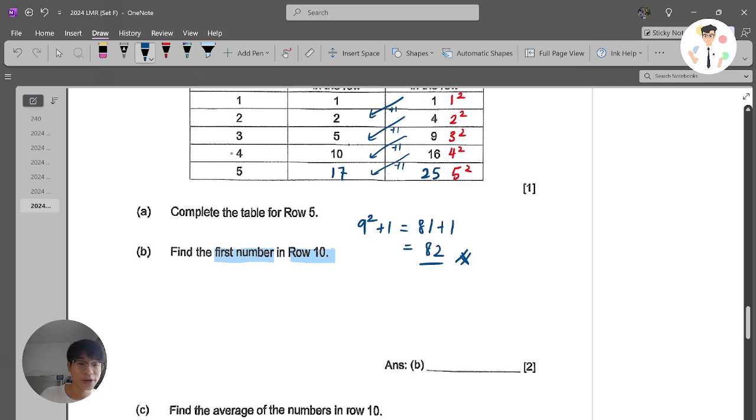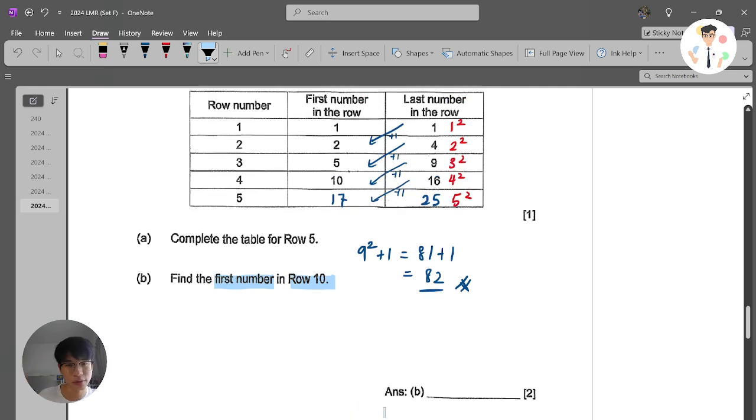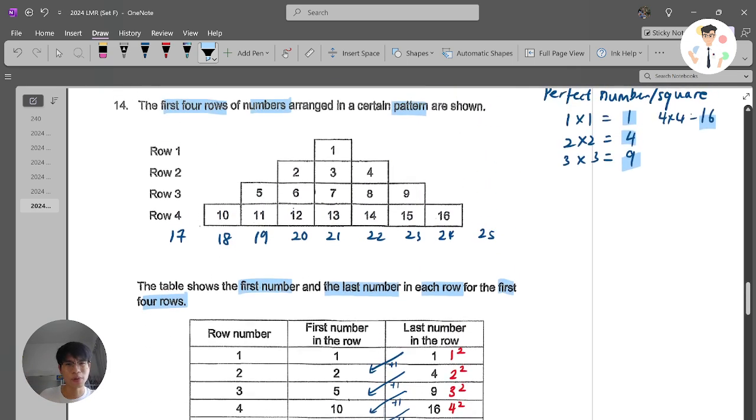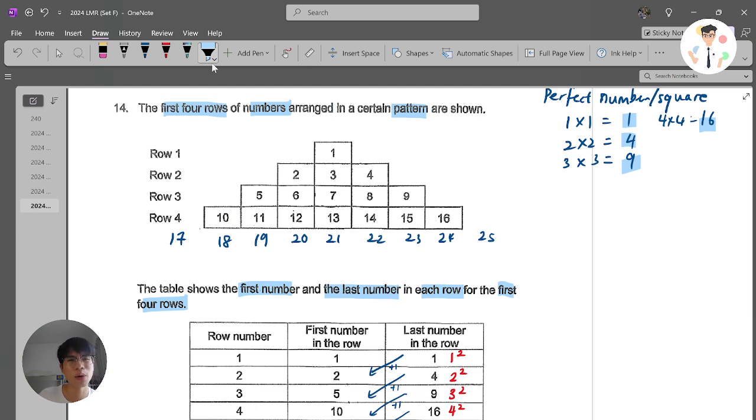Find the average of the numbers in row 10. Let me just go up first. Now, if I want to find the average, how would I find it? Actually, a very important idea you should have in mind is that the average is most of the time the middle number in this case also. Are you sure or not?